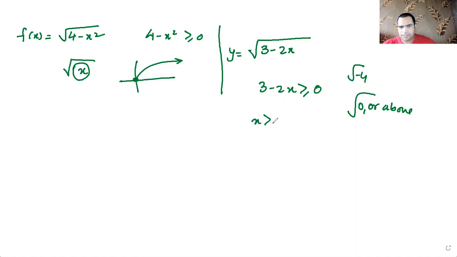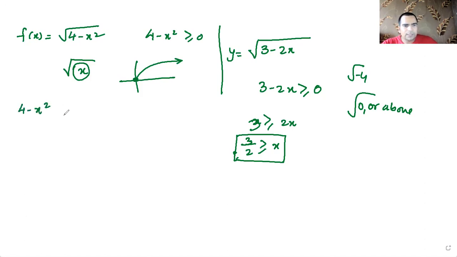So it will be 3 greater than or equal to 2x. If I divide both sides by 2, I get x is less than or equal to 3 over 2. So that's how you get the domain for this particular question. Now, when you talk about the second question, which is f of x is root of 4 minus x squared, in this case 4 minus x squared must be greater than or equal to 0, because inside the root it must be positive.